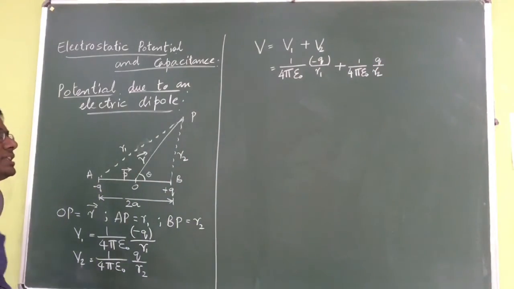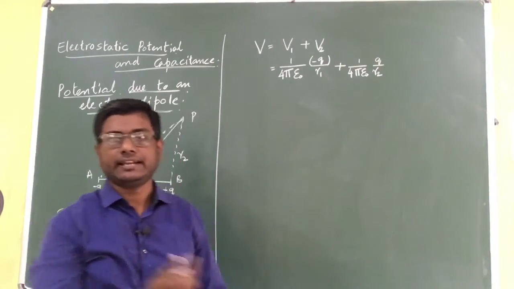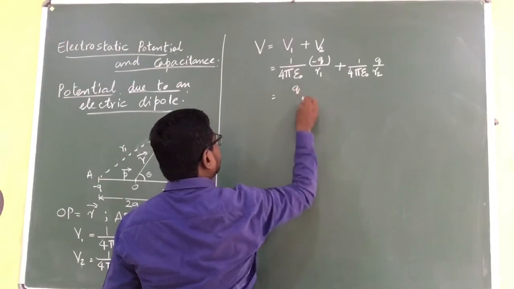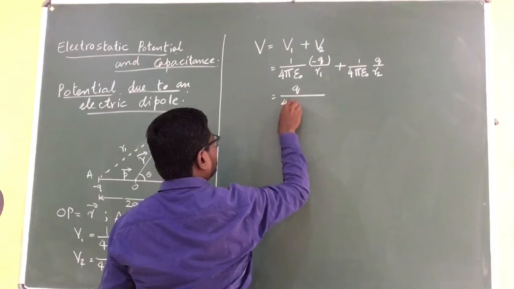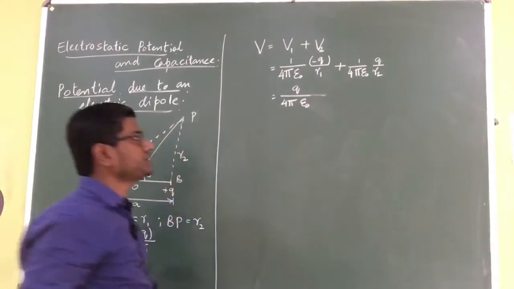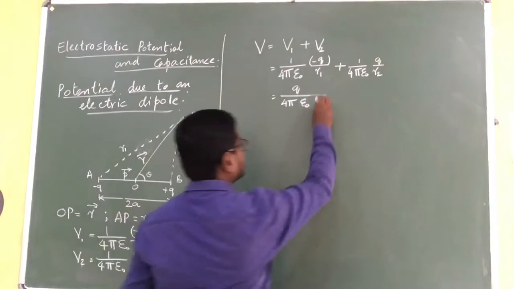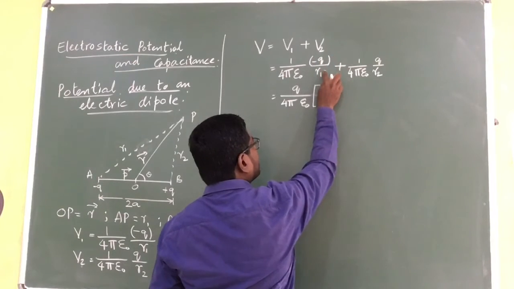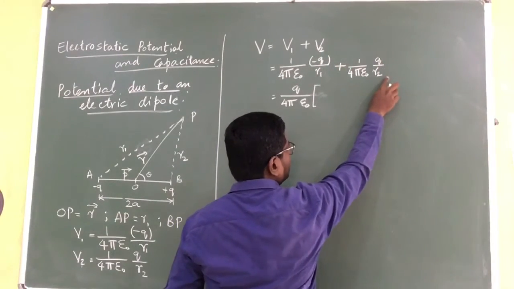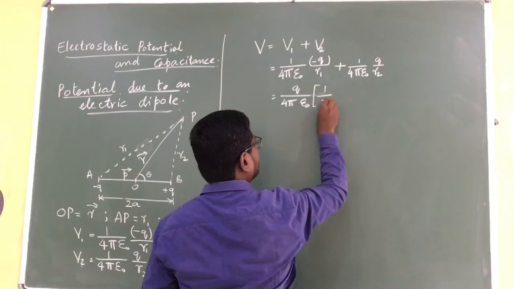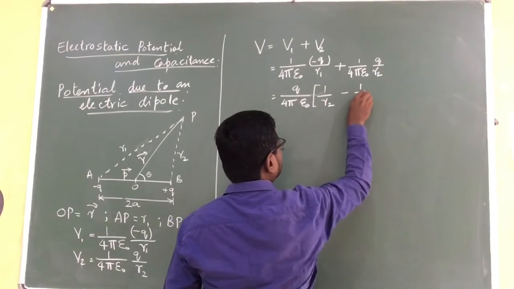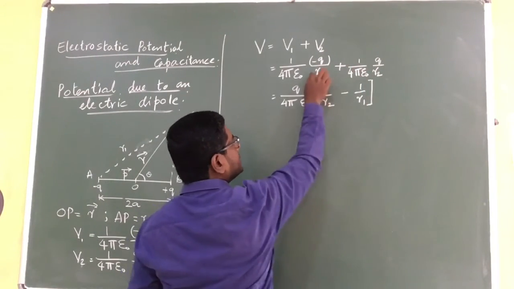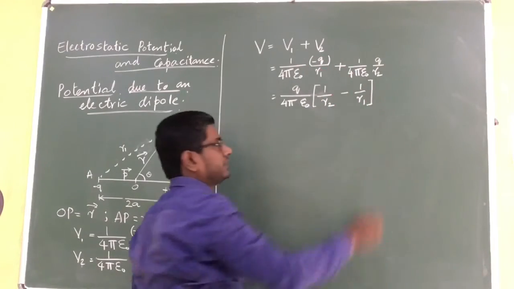Now just by observation you can say there are many terms which are common that I can take outside. Q is common in the numerator, so I can take Q divided by 4 pi epsilon naught, the things which are common to both. Now what is next? Inside the bracket I can take it as minus 1 by R1 plus 1 by R2, or in a simpler way, 1 by R2 minus 1 by R1. Because this is with a plus sign, I am going to write it first. This is with a minus sign, so I am going to write it in the later part.